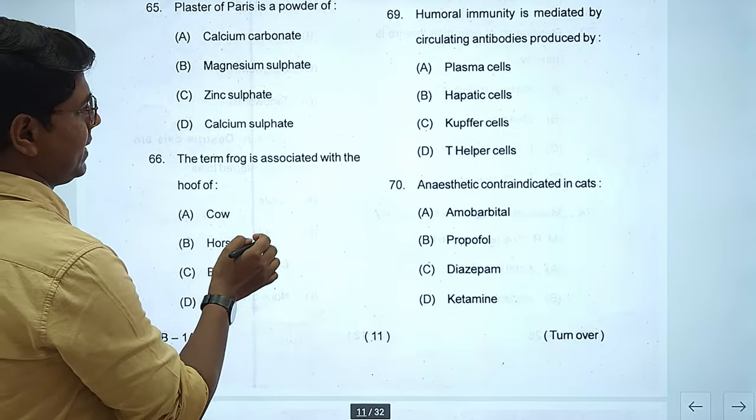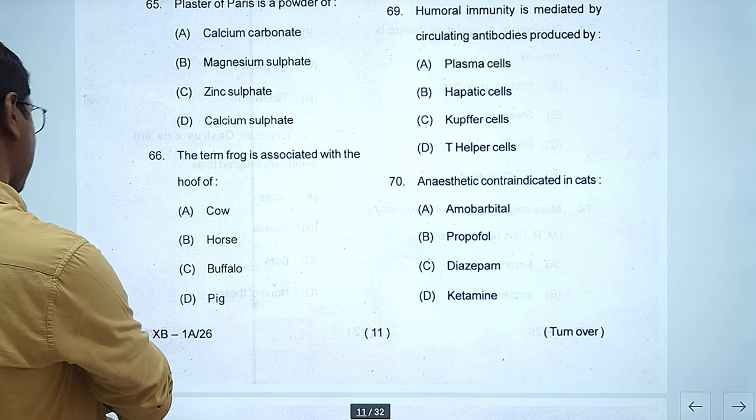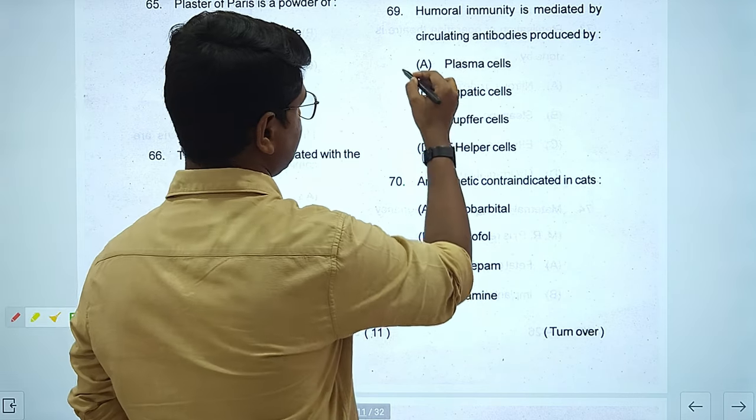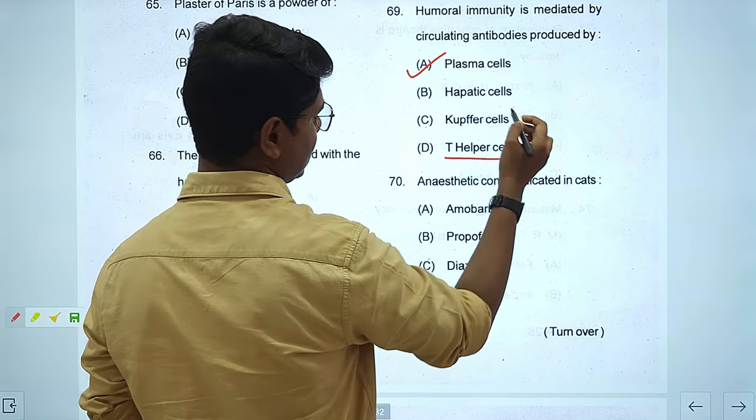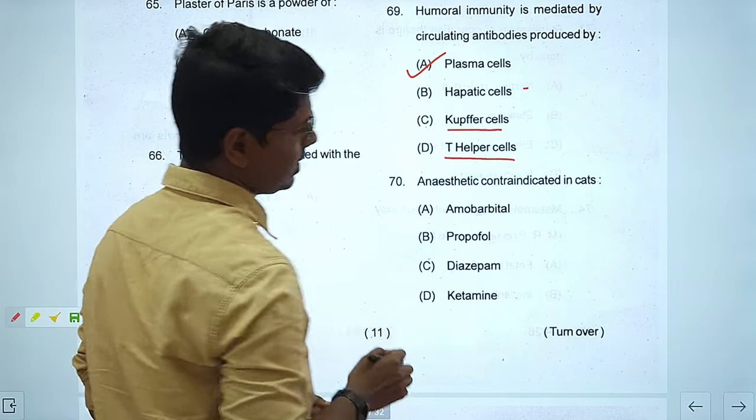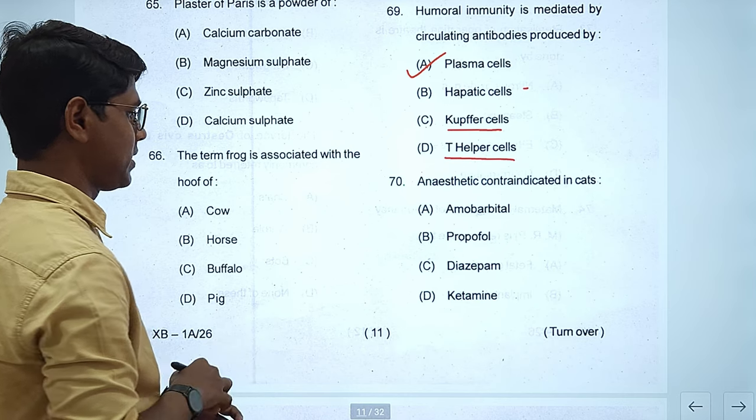Humoral immunity is mediated by plasma cells or B cells. T cells are basically cell mediated immunity. Hepatic cells, you know that. Kupffer cells are basically liver macrophages, they are known as Kupffer cells.